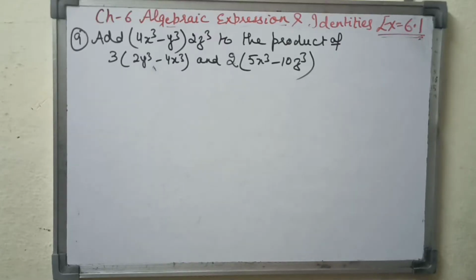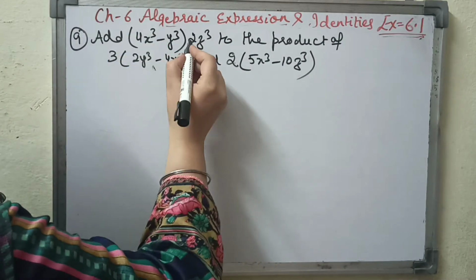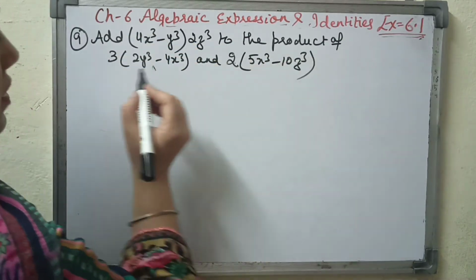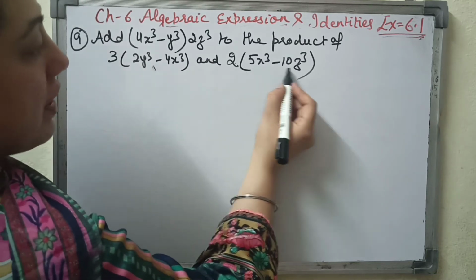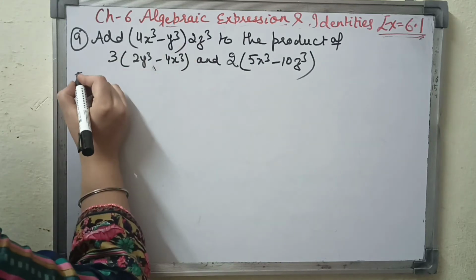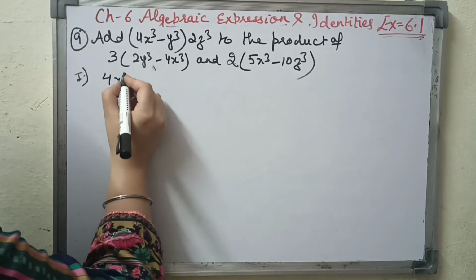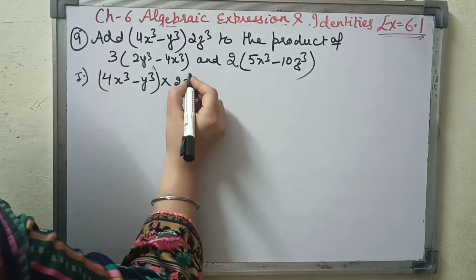Sum number 9 is add 4x cube minus y cube, bracket close, 2z cube to the product of 3 bracket 2y cube minus 4x cube and 2 bracket 5x cube minus 10z cube. Now we have the two terms. The first term is 4x cube minus y cube. It is multiplied with the 2z cube.